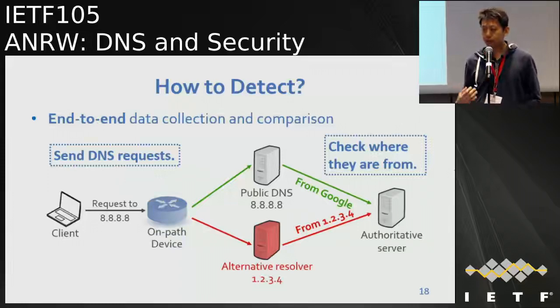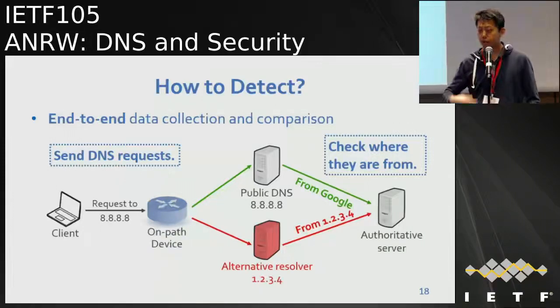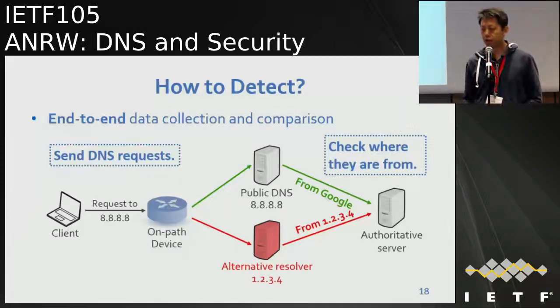The main reason is that we look into the source IP address of the requests going to the authoritative servers. If the source IP address does not belong to, for example, Google, but belongs to something you have no idea about, nothing relevant to Google, then you can figure out there may be some issues with the DNS resolution process. So this is what we do: end-to-end data collection and comparison. We control some clients and let them send a large number of requests, and we also control some authoritative servers to receive those requests and then do some comparison.